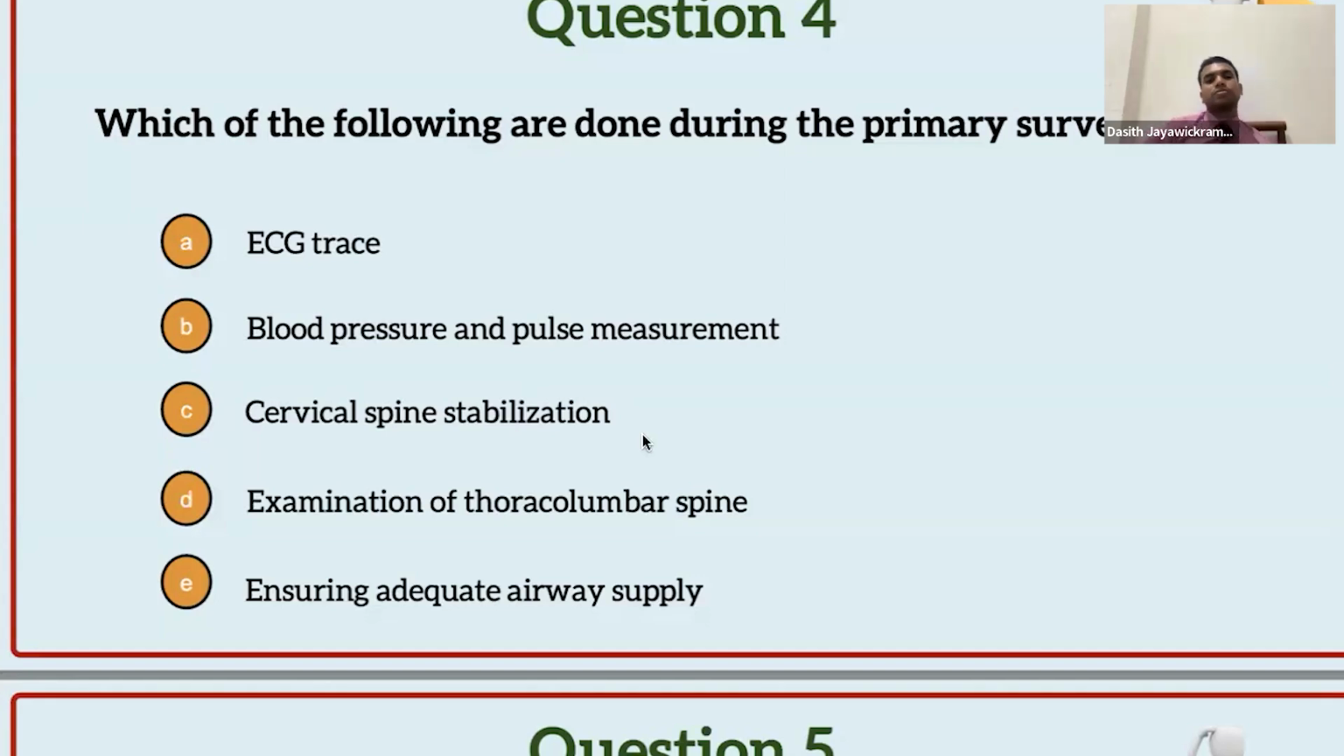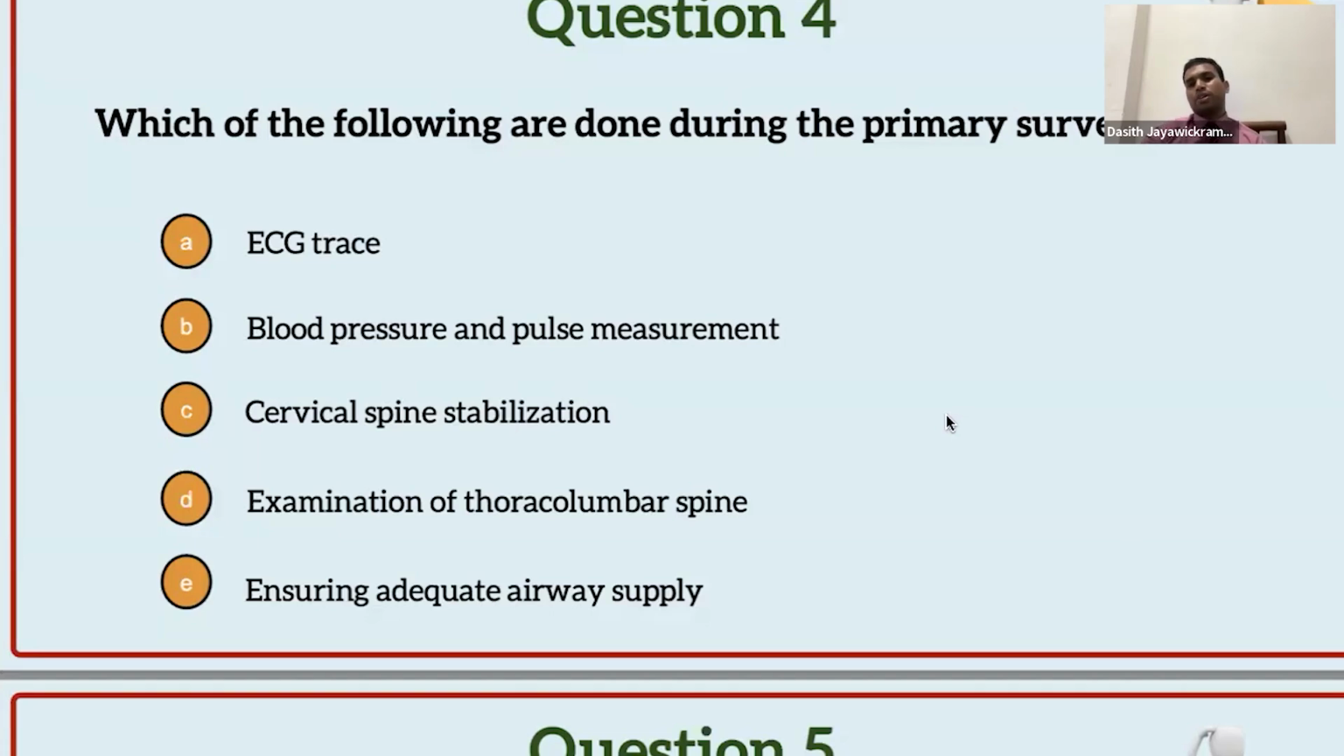Examination of thoracolumbar spine. What do you think about this? Is it a part or not? Okay, somebody has put true, false. Kavidu has said examination of thoracolumbar spine is false. It is not false, actually. It is true, because in the ABCDE, we have to log roll the patient. By that time, we have excluded airway, breathing, ventilation, and circulation. Now we are in disability and neurological status. So that is a part of the primary survey.